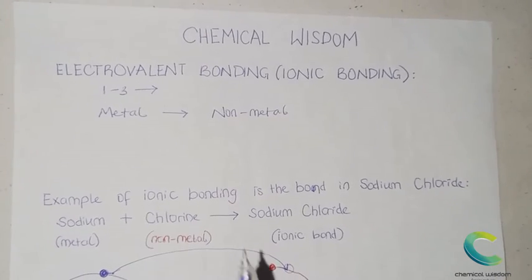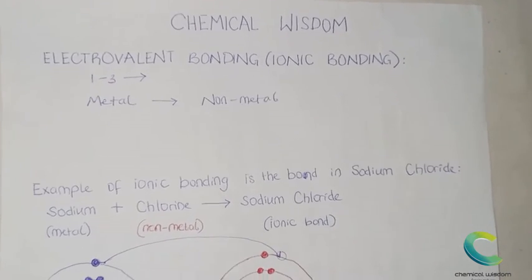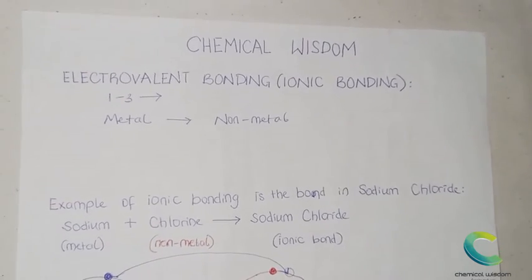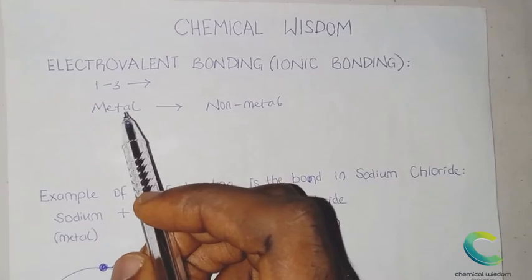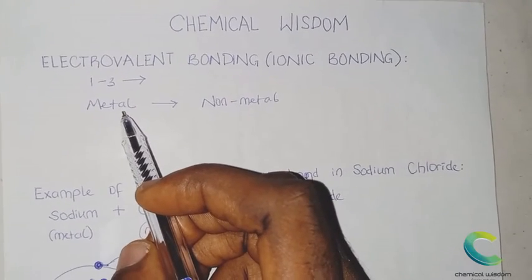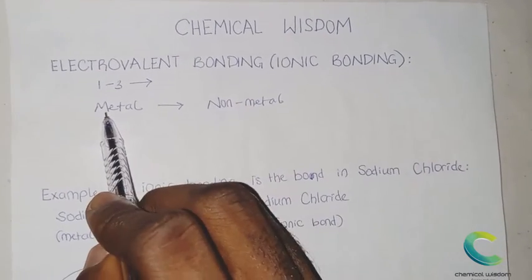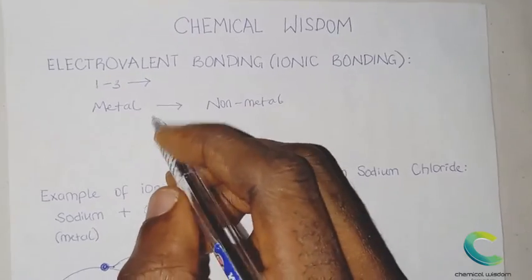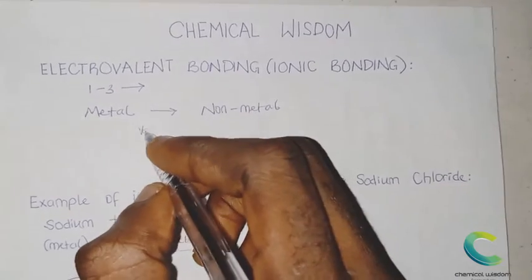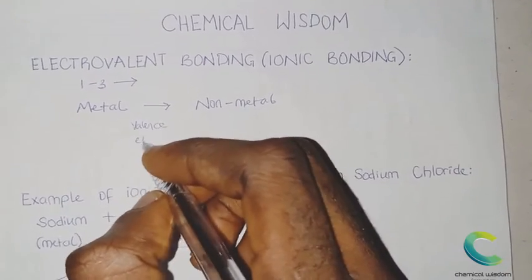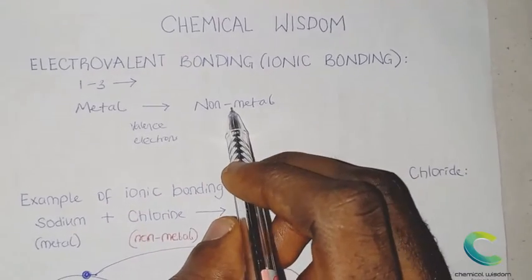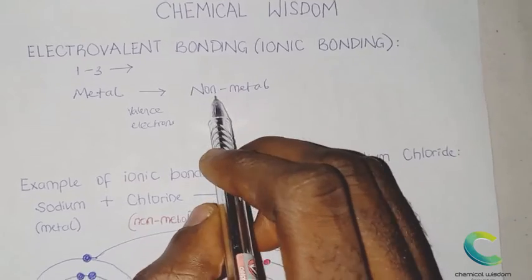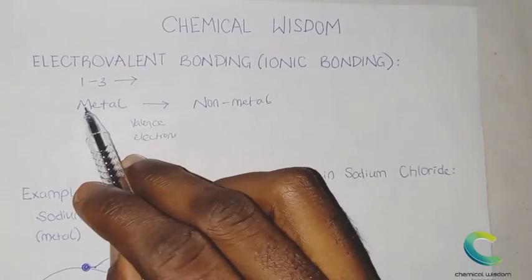In the previous video we said that metals are electropositive, in that they have a higher tendency of giving off electrons than receiving electrons. So how does an electrovalent bond form? The metal atom transfers its valence electrons to a non-metal atom. By so doing, the non-metal becomes stable and the metal becomes stable.